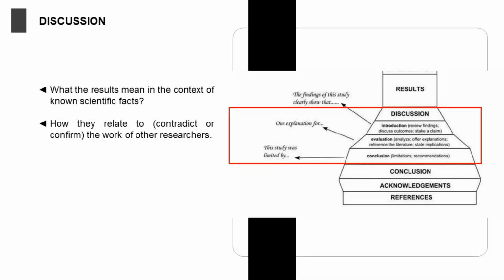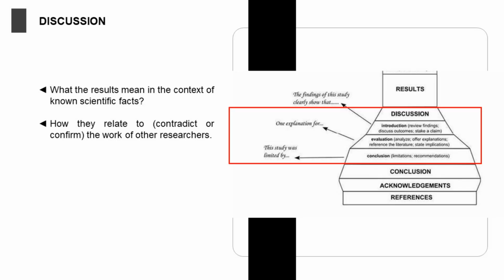Discussion. The article then transitions into the discussion section. This is where the authors interpret their findings, discuss what these results mean in the context of existing scientific knowledge, and compare their work with previous studies. The discussion follows the reverse structure of the introduction.